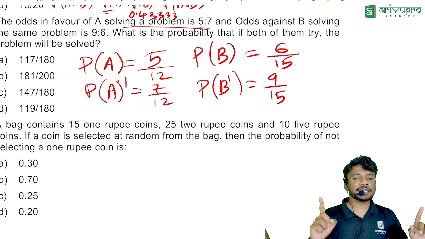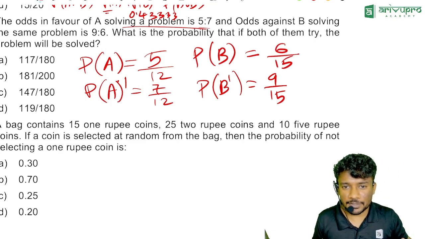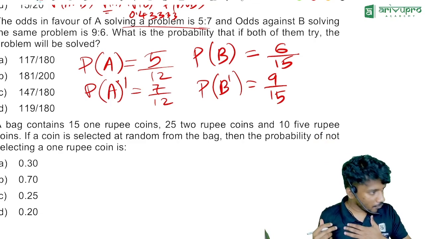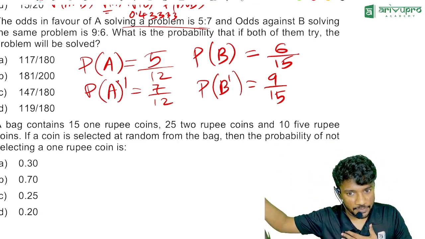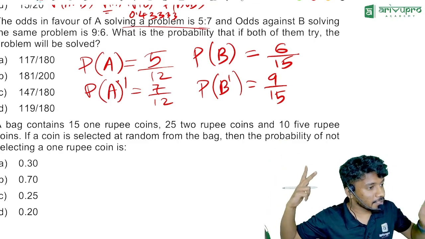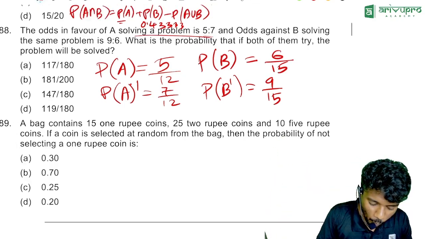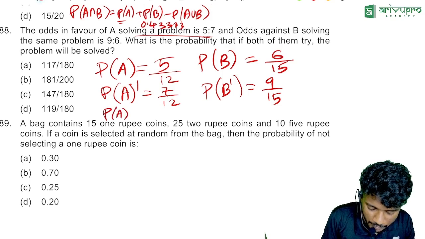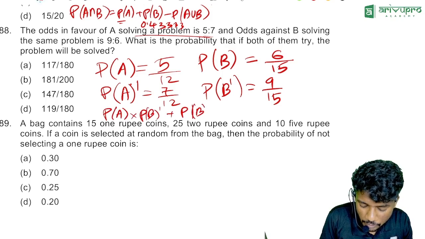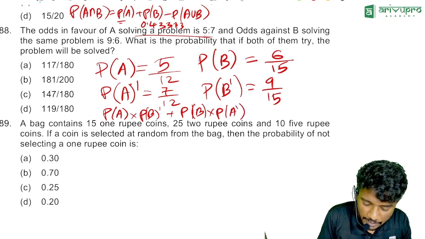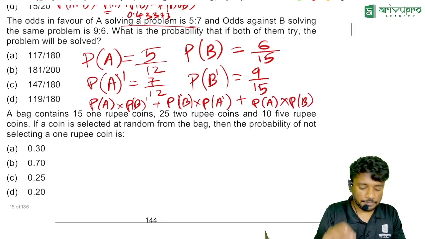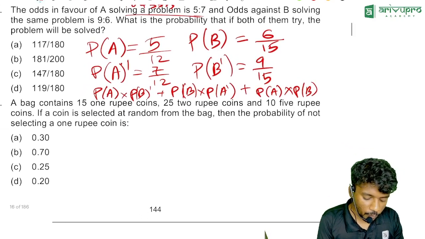Now what is the probability that if both of them try, the question will be solved? So one case is A will solve, B won't solve. Second case is B will solve, A won't solve. Third case is both of them will solve the question. So how will you do it? P of A into P of B complement plus P of B into P of A complement. Then finally both of them are solving, P of A into P of B. What is the answer? Is it 117?